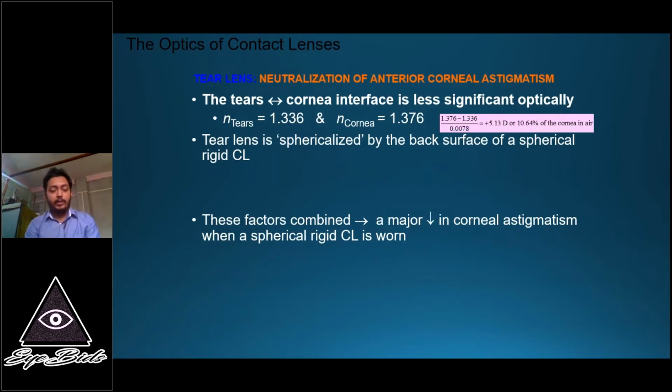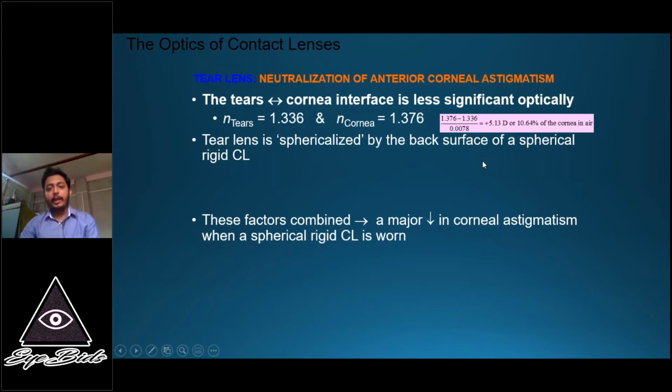So we are inducing another separate lens with the tear, and that is not exactly the same as the refractive index of the cornea. So why is it 90% only? Because if you see the calculation, the difference between the refractive index of the tear and the refractive index of the cornea is given on the right-hand side.